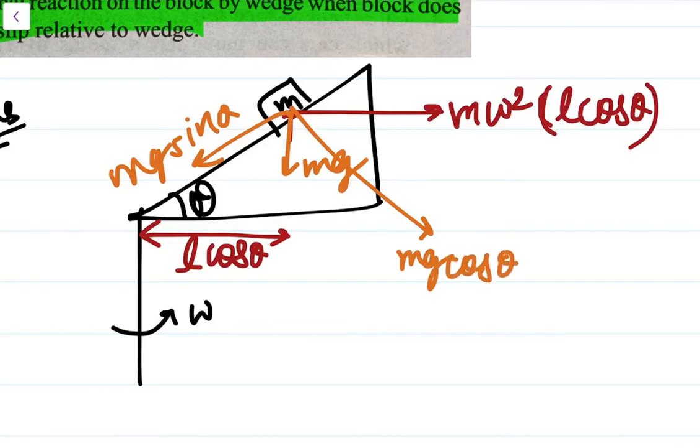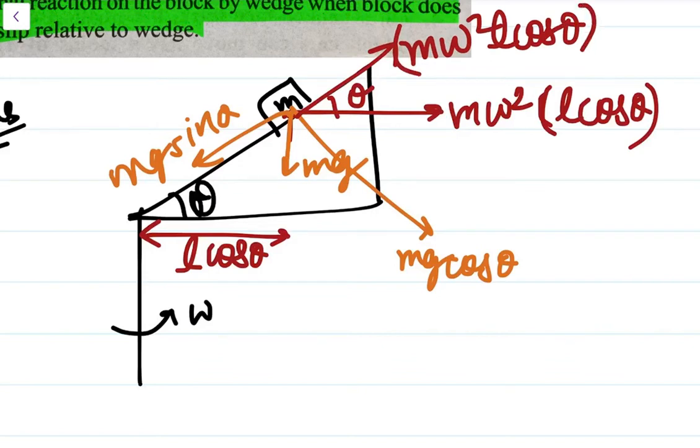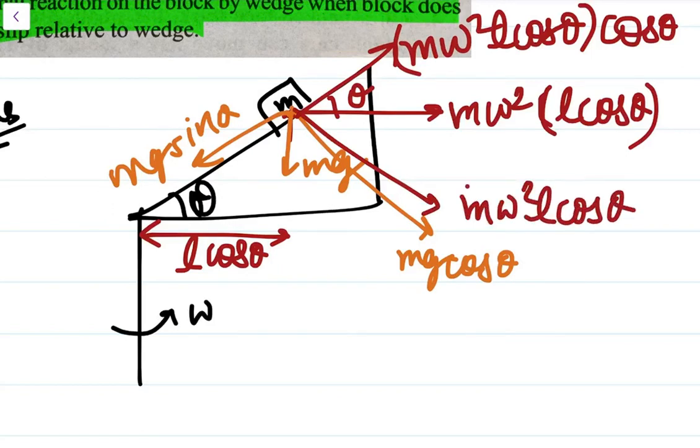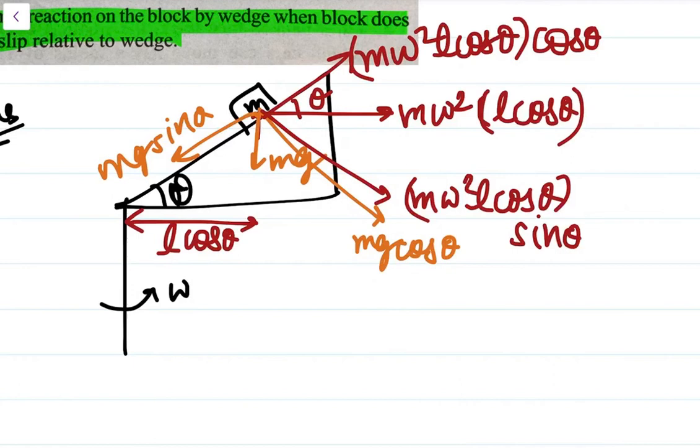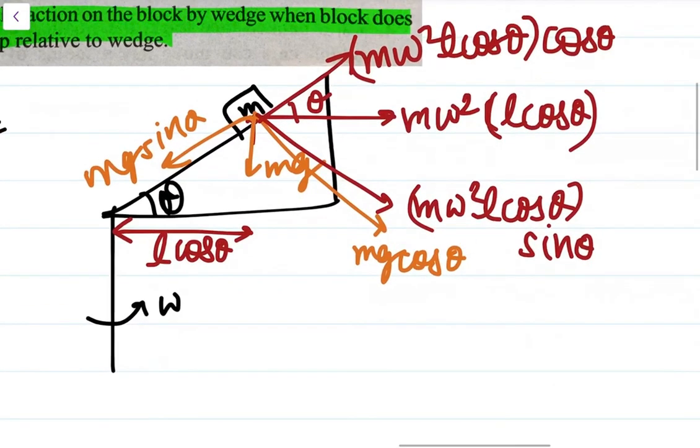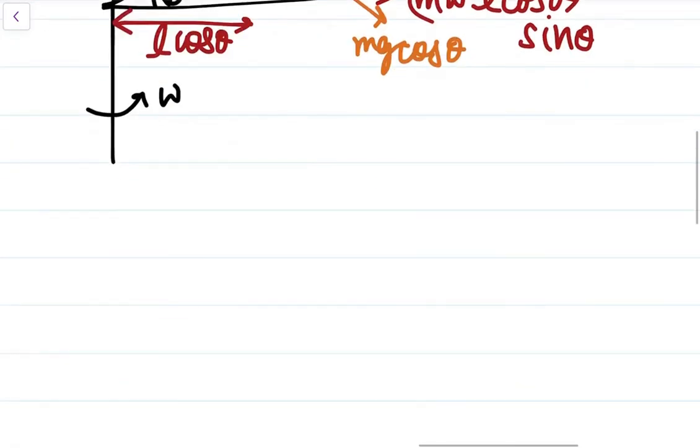So when we break the components of this force also, m omega squared L cos theta. So what will happen? This angle is also theta, so in this direction it will come m omega squared L cos theta. This was here already, and again cos theta component, and in this direction it will come m omega squared L cos theta. This was the value, and it will be multiplied by sin theta. Okay, pretty clear. So now we don't want it to slip down the wedge, so obviously these two components will have to be equal.